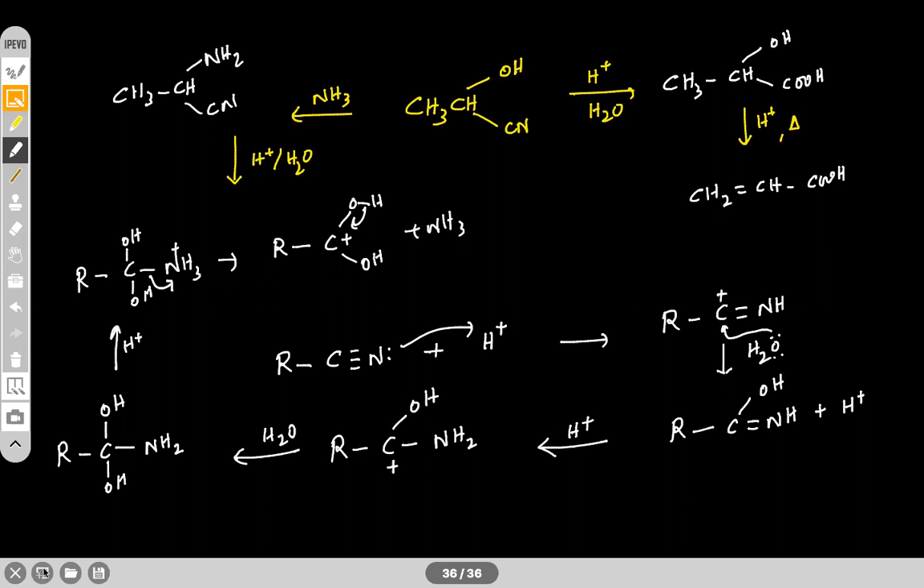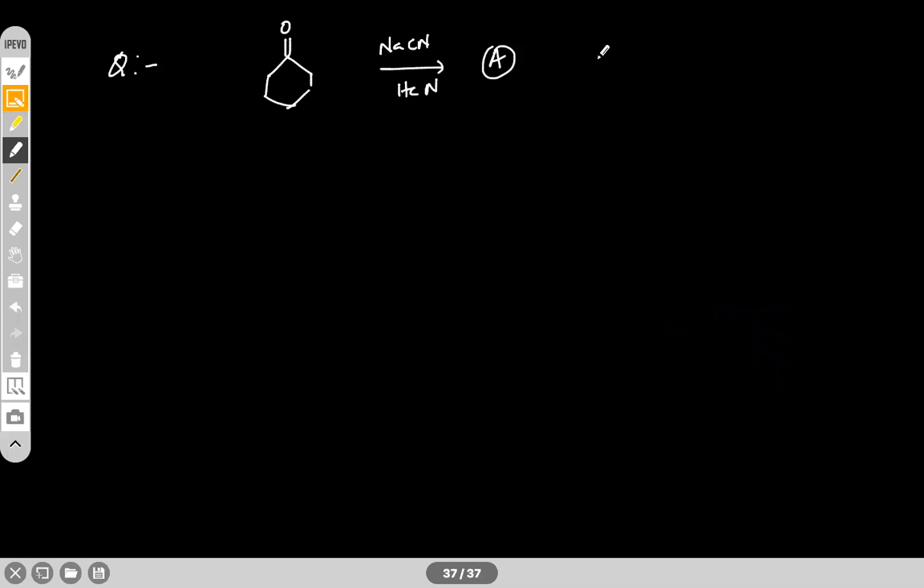Look at this question here. We have cyclohexanone, double bond O, reacts with NaCN, HCN, gives A. H plus H2O gives B, and next we take 2 molecules of B. We heat this and we get C. Try this.